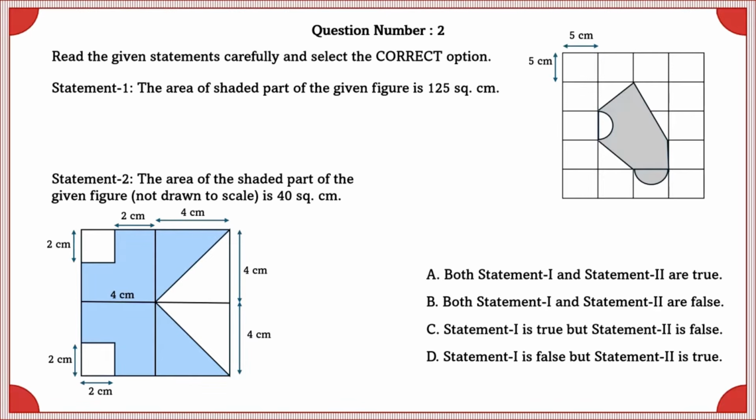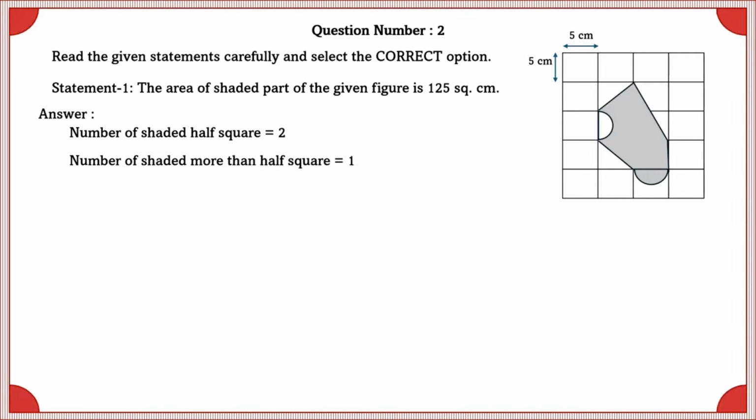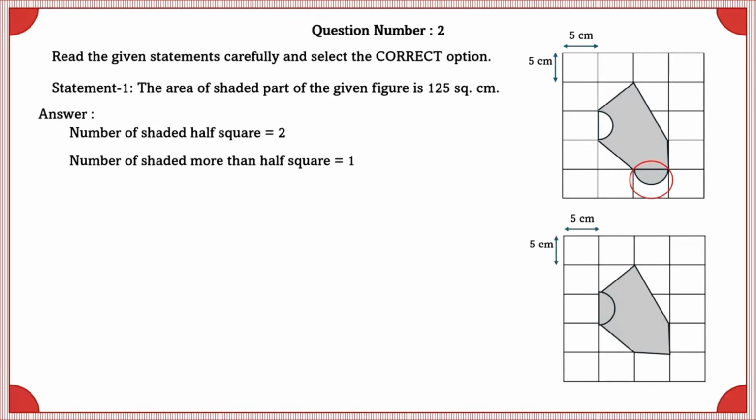Question 2. Read the given statements carefully and select the correct option. Statement 1. The area of shaded part of the given figure is 125 square centimeters. Number of shaded half squares is equal to 2. Number of shaded more than half square is equal to 1.